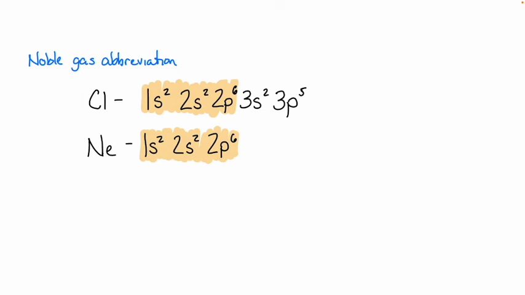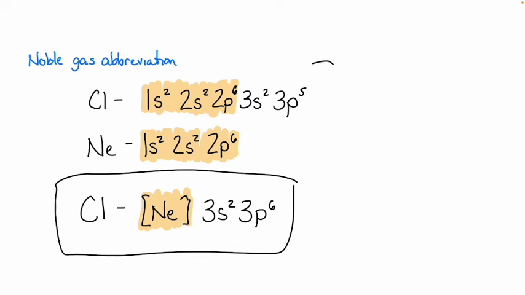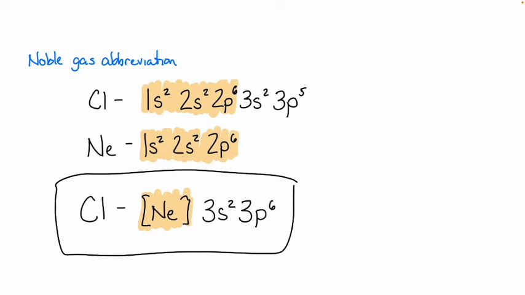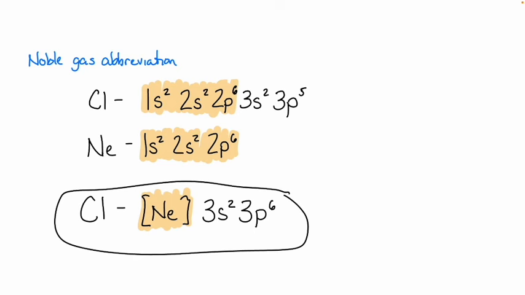So what we can do for chlorine is use this abbreviation where we say in brackets, neon. That means insert neon's electron configuration here. So chlorine has neon's electron configuration plus the 3s2, 3p6. So these would both be ways to represent chlorine's electron configuration. One is the full electron configuration. The other one utilizes this noble gas abbreviation.